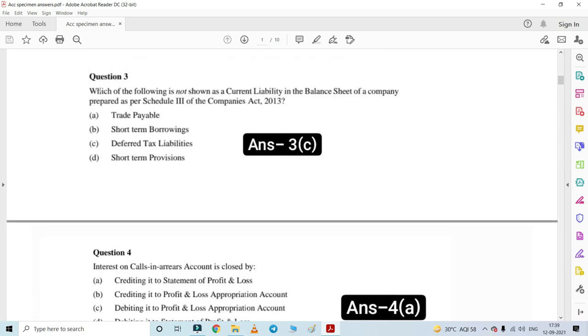The third question is, which of the following is not shown in the current liability of balance sheet of the company prepared as per Schedule 3 of Companies Act 2013? Here the correct answer is deferred tax liabilities, because trade payables, short-term borrowings and short-term provision, all these three are the current liabilities, whereas deferred tax liability doesn't come under the category of current liability.